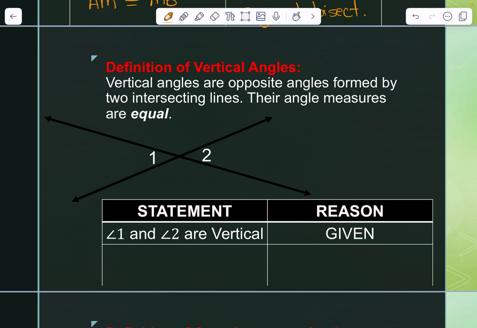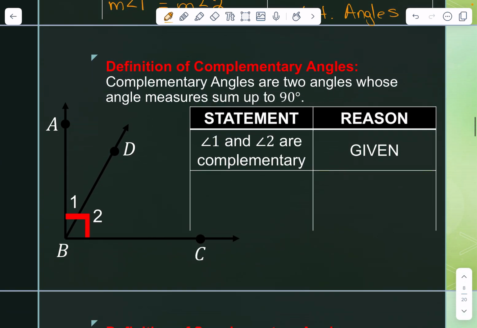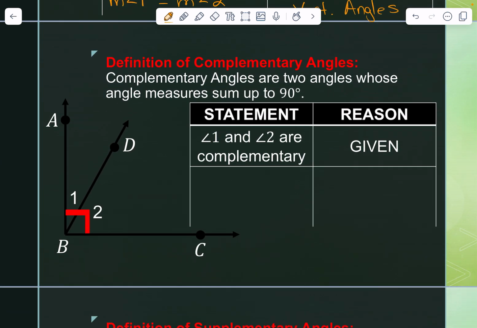Okay, next we have the definition of vertical angles. The definition of vertical angles says vertical angles are opposite angles formed by two intersecting lines. Their angle measures are equal. So again, we're looking at the measurement here. If I know angle 1 and angle 2 are vertical, then I know the measure of angle 1 equals the measure of angle 2, and that is by the definition of vertical angles.